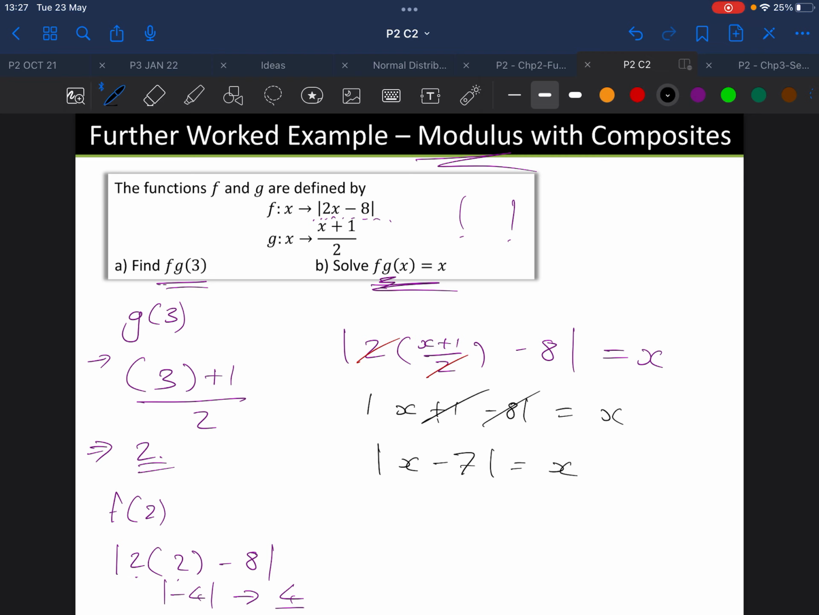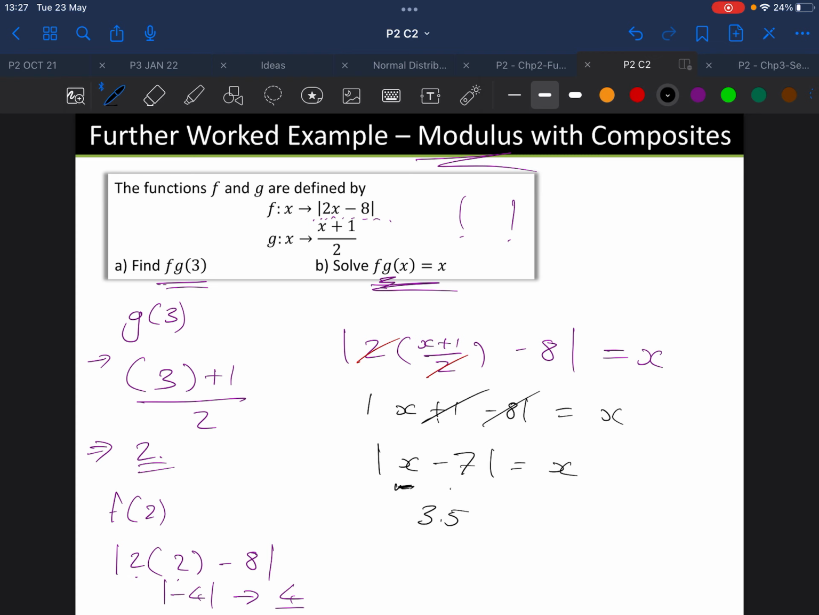How to solve this? Probably this is easiest to solve by just thinking about it. So what number, if you take away 7 and then make the whole thing positive, is equal to x? It's going to have to be a number where you go from a positive to a negative. How about 3.5?